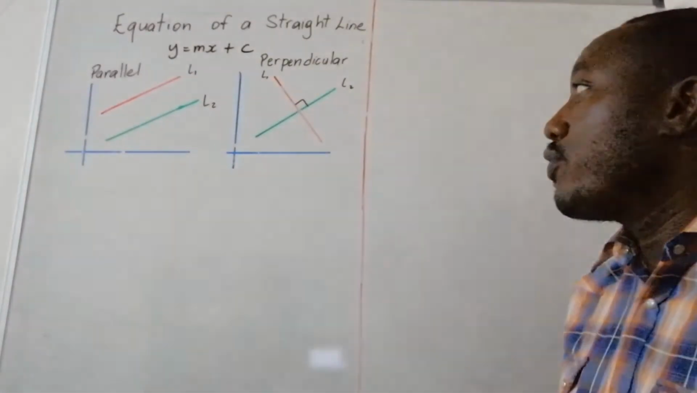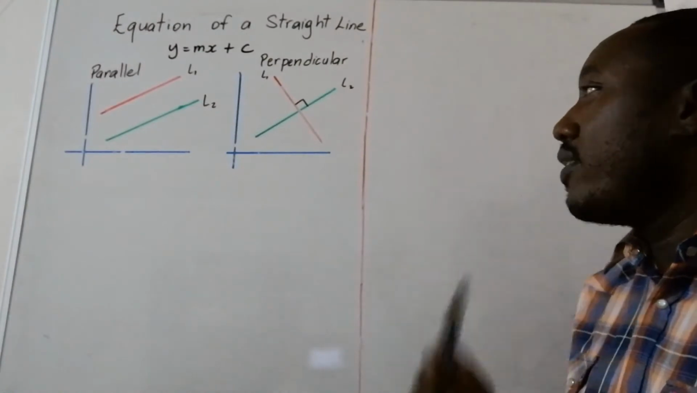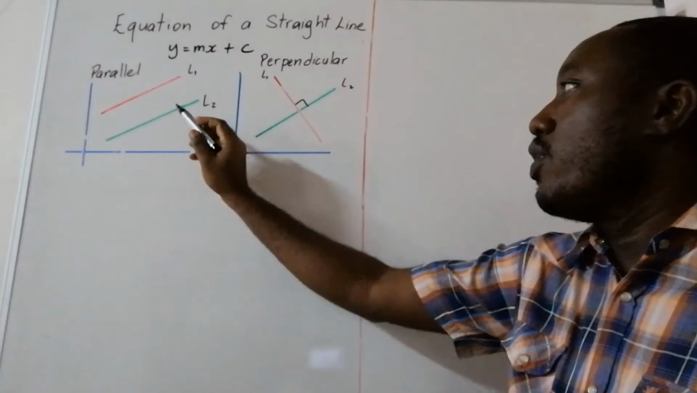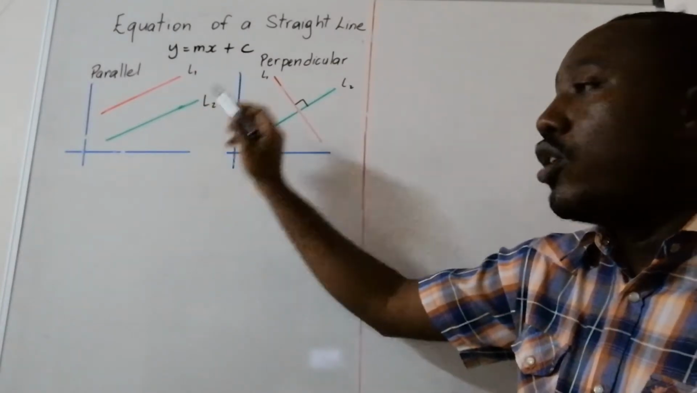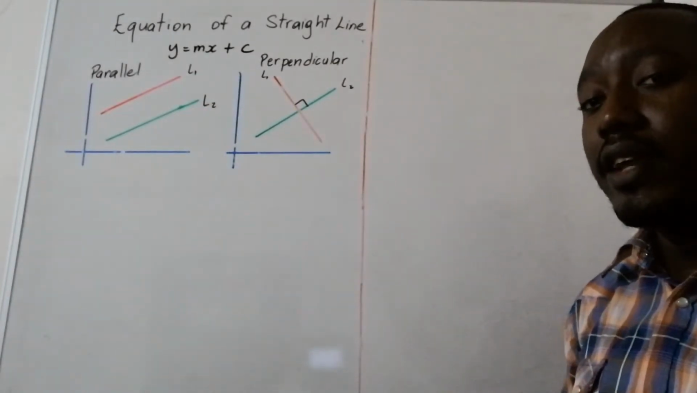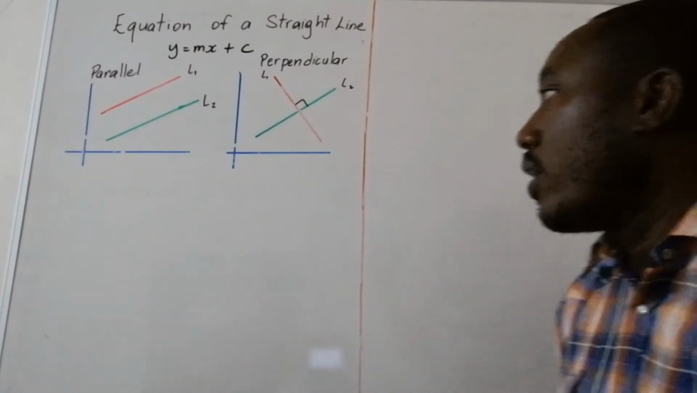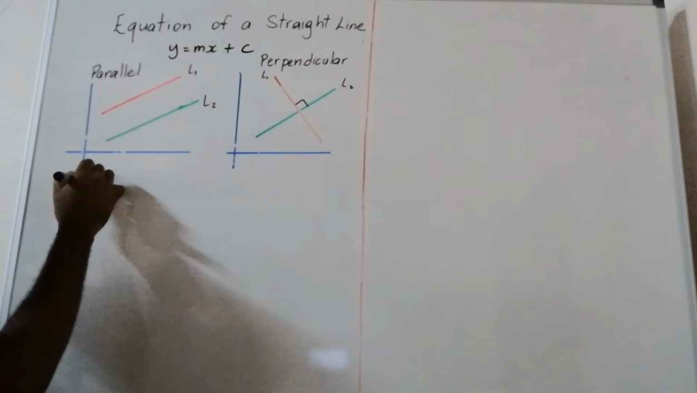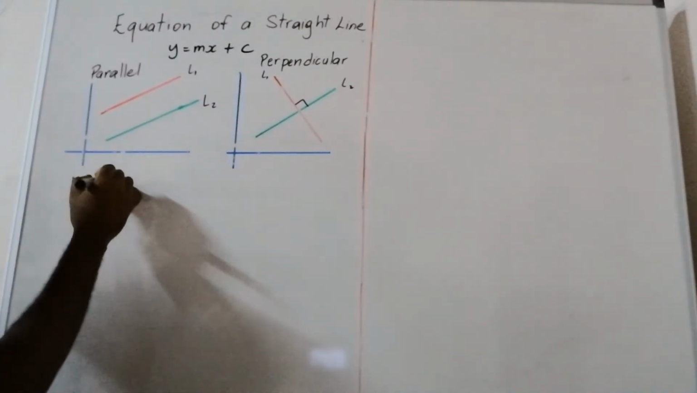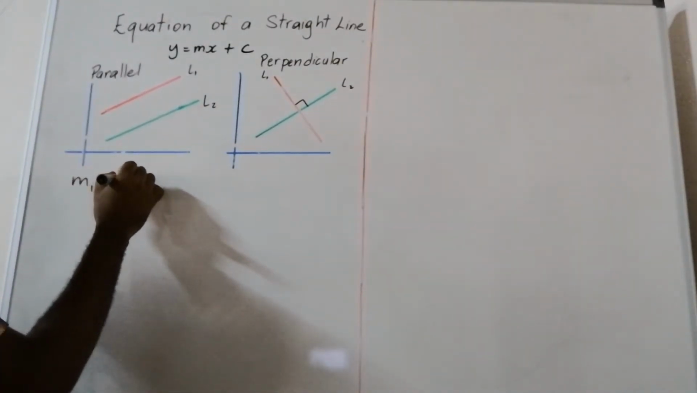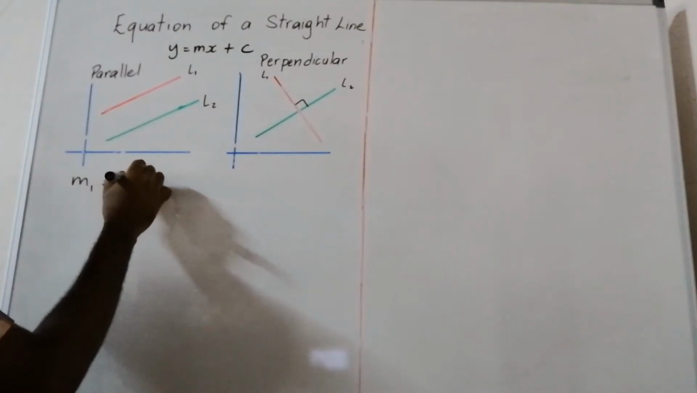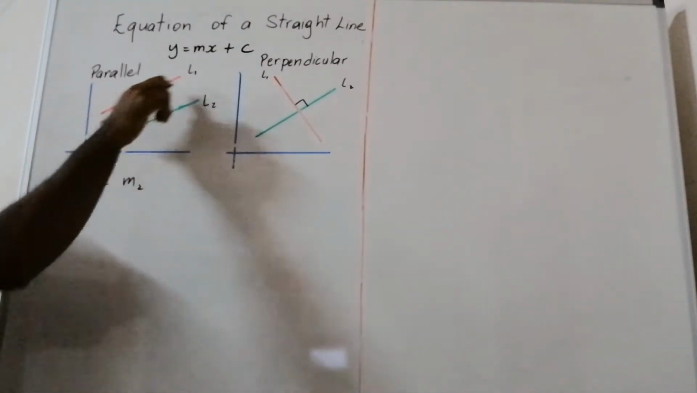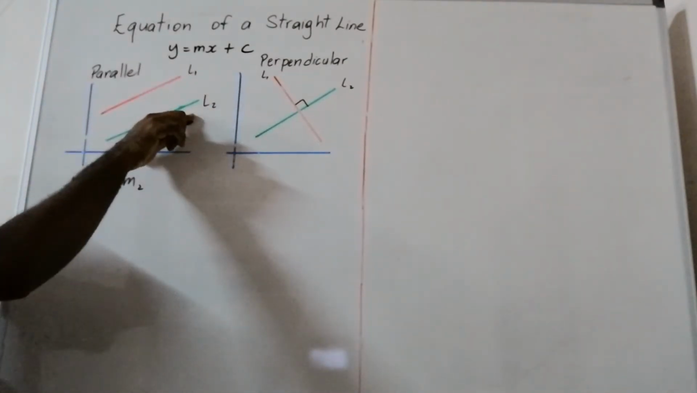So when we have two parallel lines that never meet, it means that the gradients of the lines are equal. Two lines are parallel if their gradients are equal. So the gradient of line 1 is equal to the gradient of line 2. Right? M1 will be equal to M2.